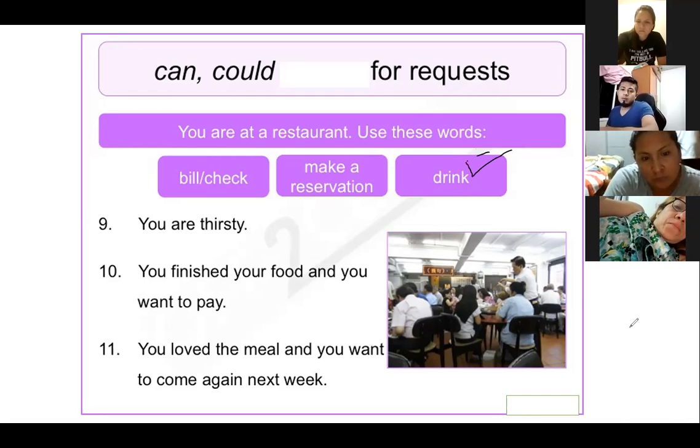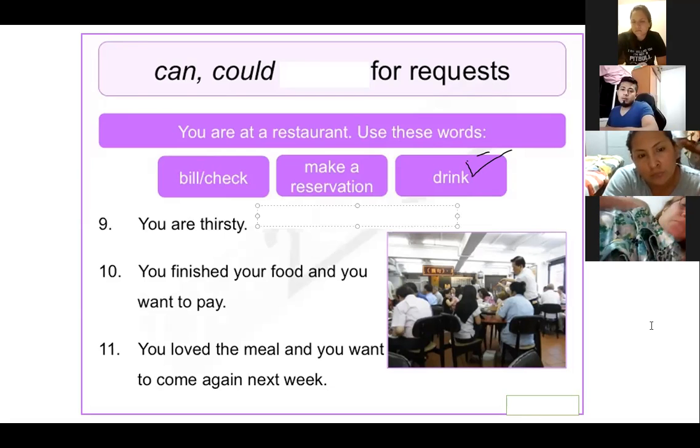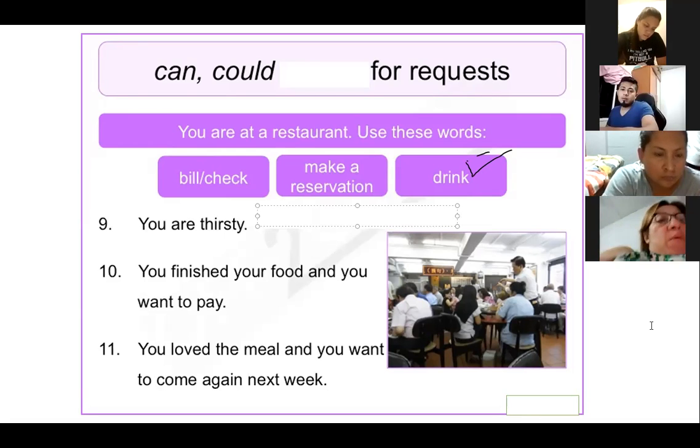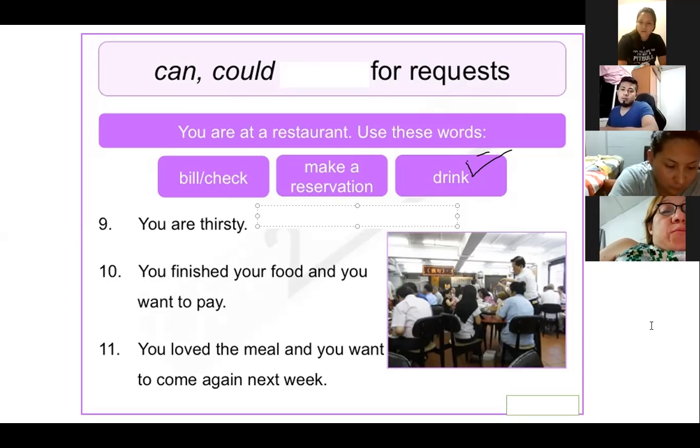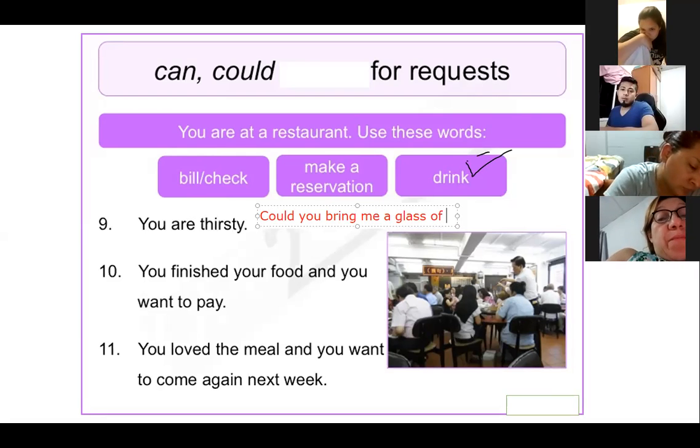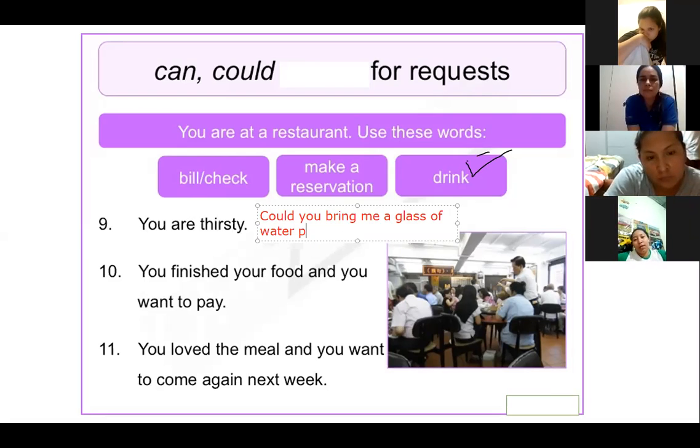We have drink. Now, how can you make a question with that? A request. And let's make a request using the question form. Hagámoslo como pregunta. You are thirsty. ¿Qué podemos decir utilizando el verbo drink? Could you give me a glass of water, please? Very good. That is correct, right? Could you bring me a glass of water, please? Very good. But now I want you to use the word drink.